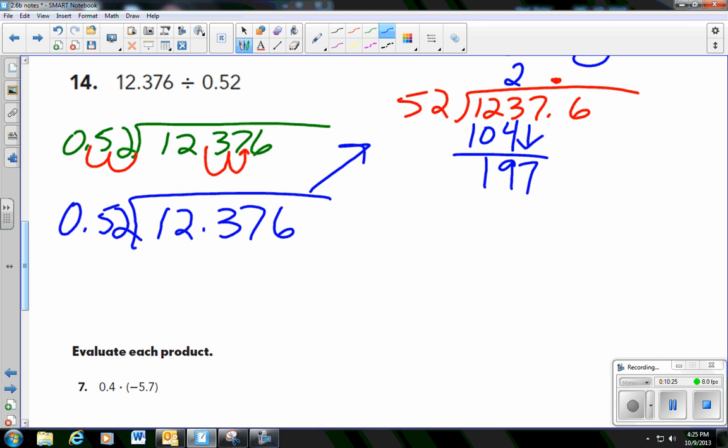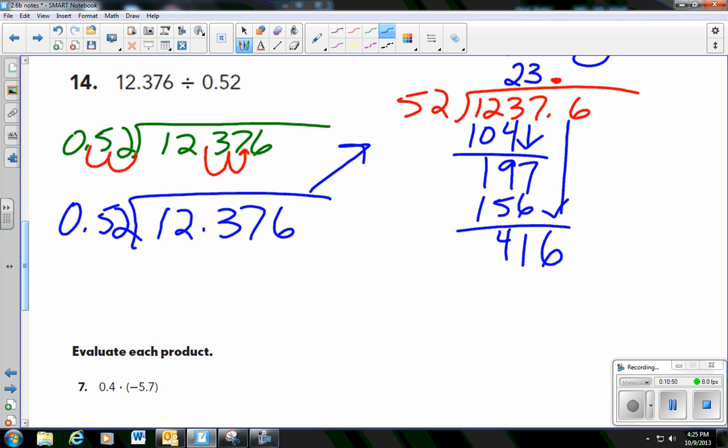Now we type in 197 divided by 52. We find out it goes in 3 whole times. Then we use our calculator and do 3 times 52, and we get 156. Do our subtraction there of 197 minus 156, and we get 41. Bring down our next number, which is the 6. We get 416. So again, use your calculators.